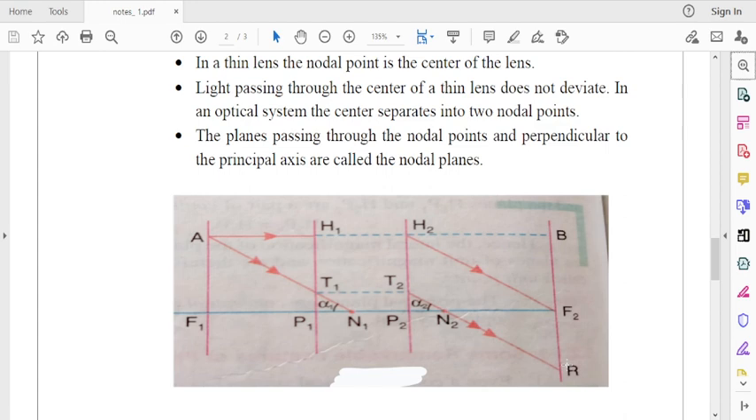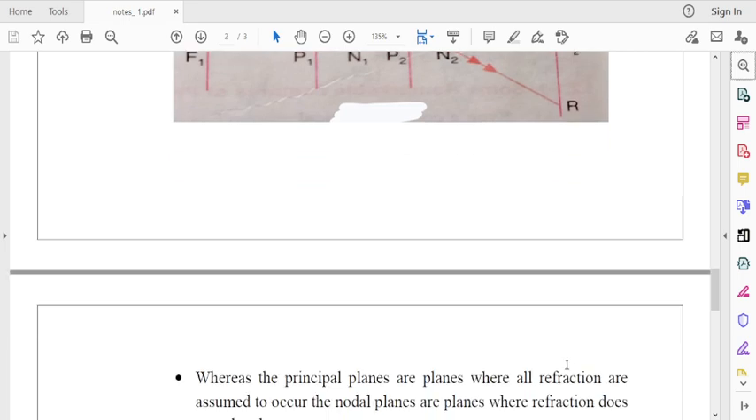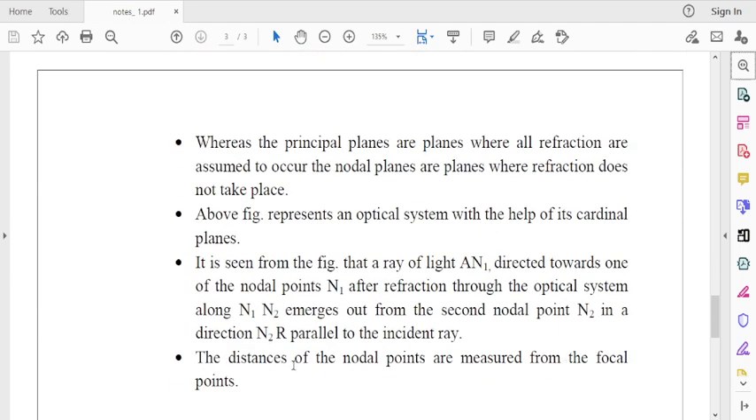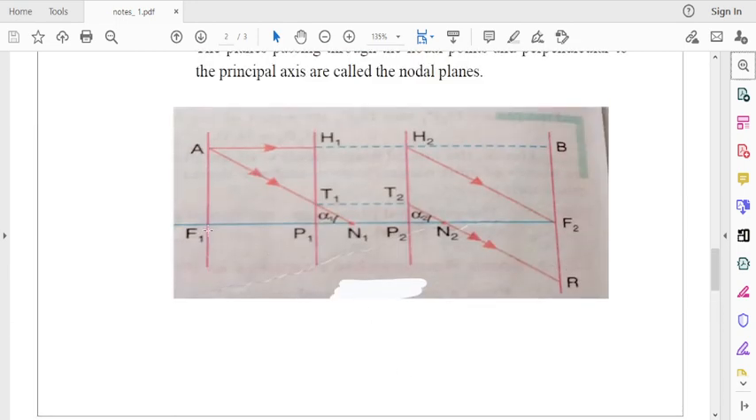One thing is important here: the distances of the nodal points are measured from the focal points. From this focal point, the distance for the nodal points can be measured. Here it is F2, N2, and here F1, N1. These are the distances.